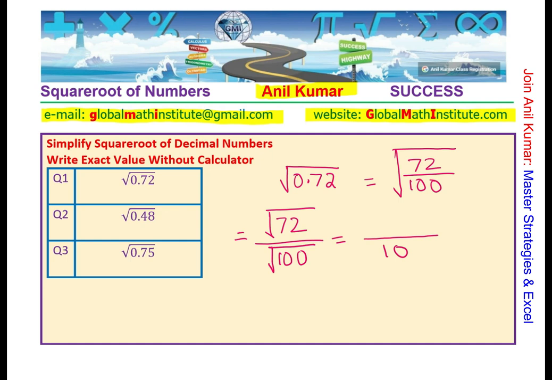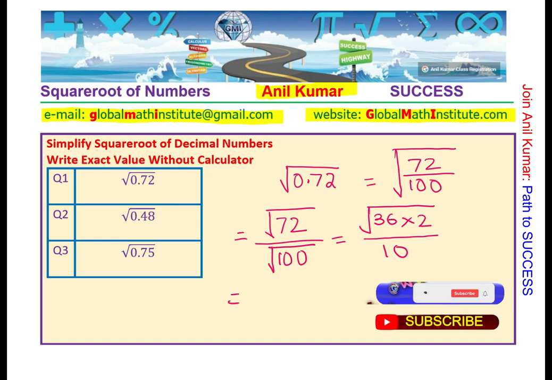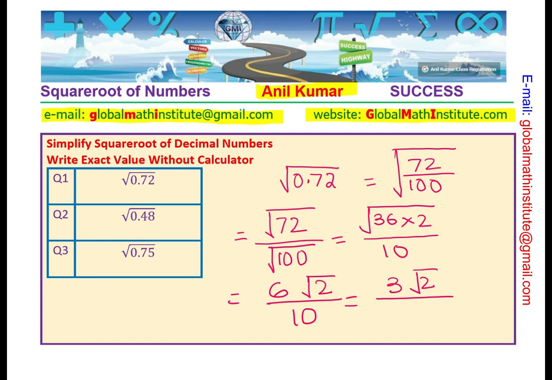How about 72? Can you write 72 as product of a perfect square times some other number? Well, 36 times 2, right? So we could write this as 36 times 2. Now 36 square root is 6, right? And square root 2 remains, divide by 10. Now 6 and 10 can be simplified. Dividing both by 2, we get 3 square root 2 divided by 5.